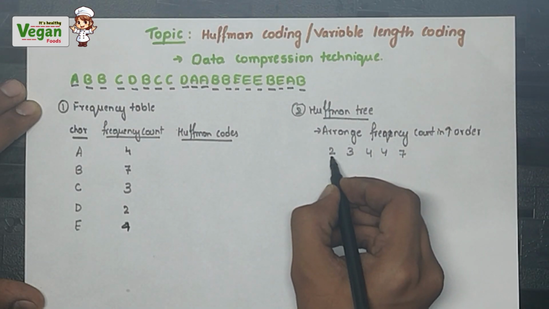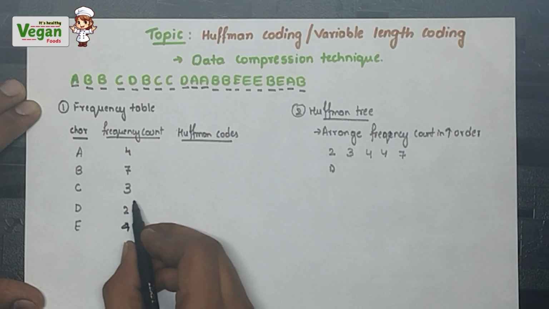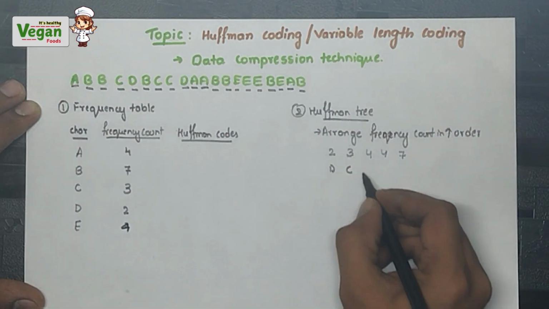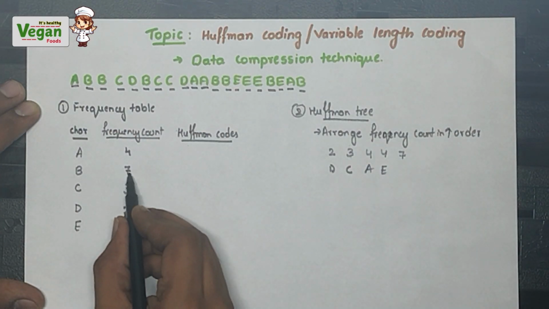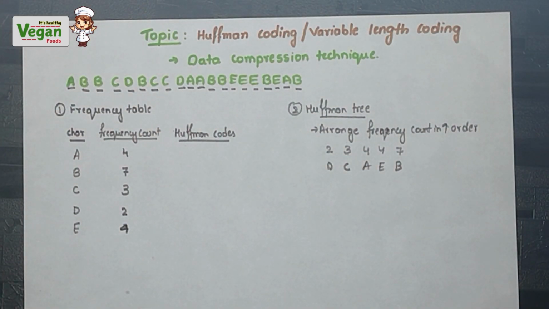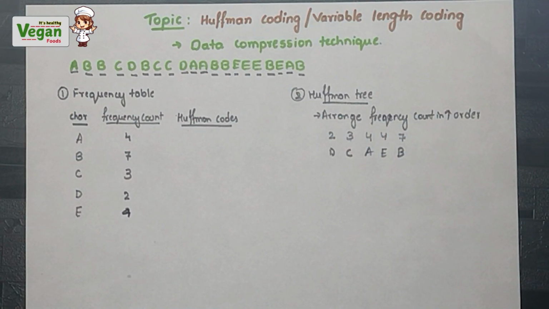Now, which character has frequency count 2? That is D. Next for 3 it is C. For 4 you can write A or E, so let's write A and E first. Sorry, for 7 it will be B. Now we have written the corresponding characters for the increasing order of the frequency counts.